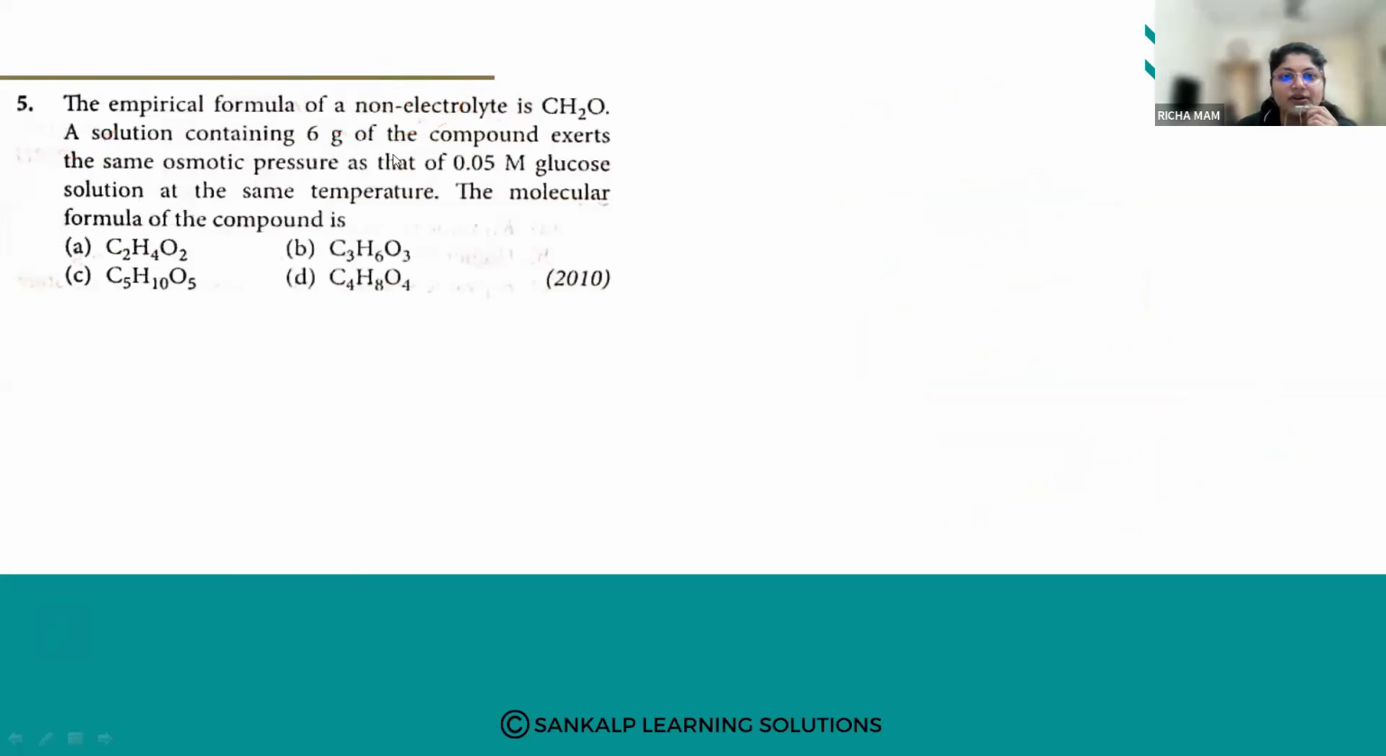The empirical formula of a non-electrolyte is CH2O. A solution containing 6 grams of the compound exerts the same osmotic pressure as a 0.05 molar glucose solution at the same temperature. The molecular formula of the compound is? Now, another different type of question. Here also it is osmotic pressure. So here again we are making use of isotonic solutions.